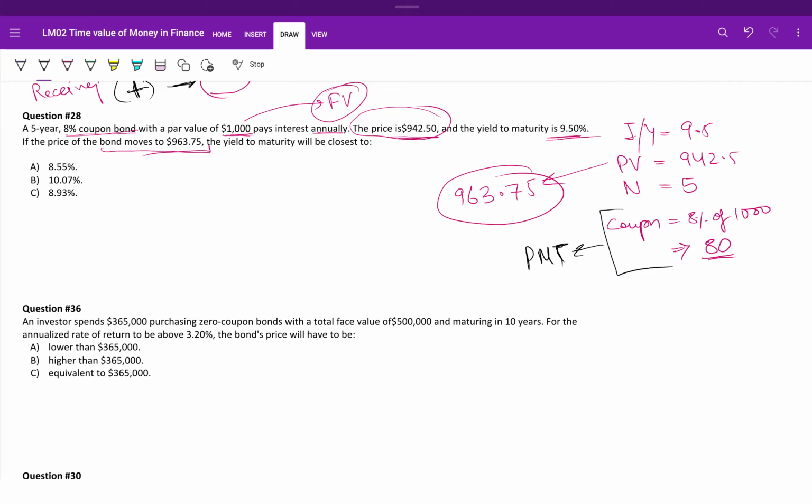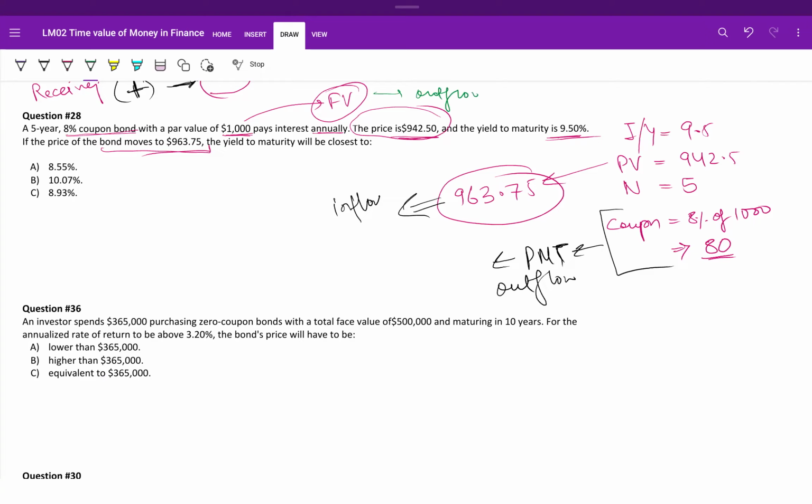These must have different signs. Either you are saying this is an inflow and this is an outflow, so you are paying something and you are receiving something. Or you can say this is an outflow, and also this is an outflow. If this is an outflow, this will also be an outflow.